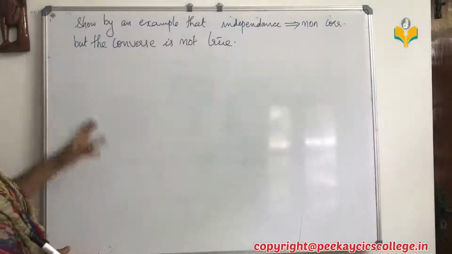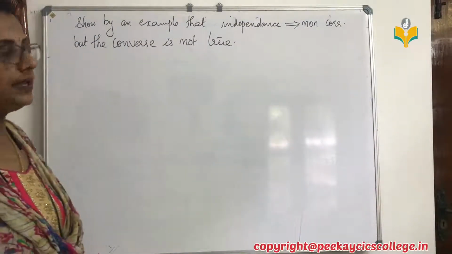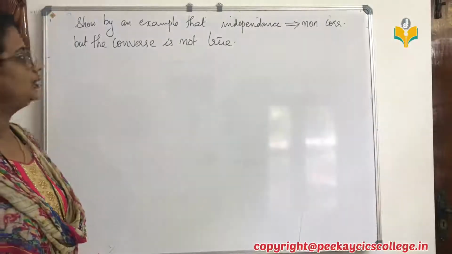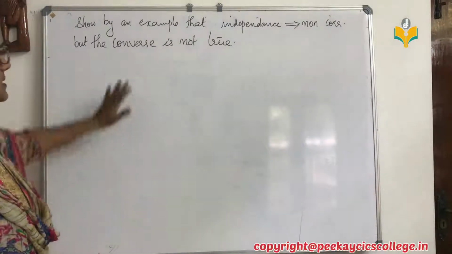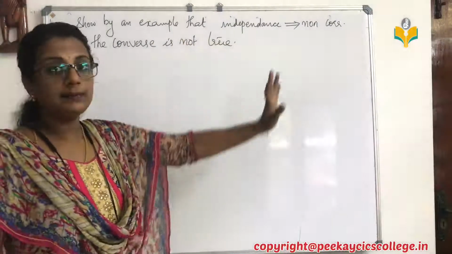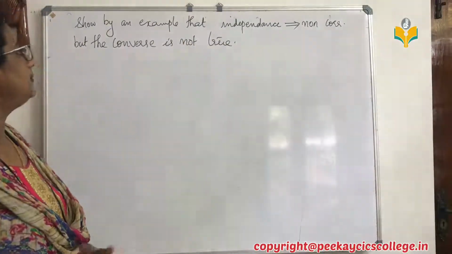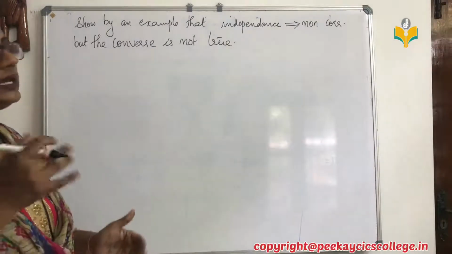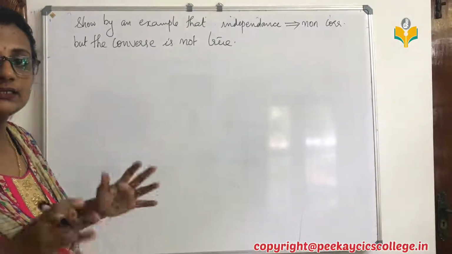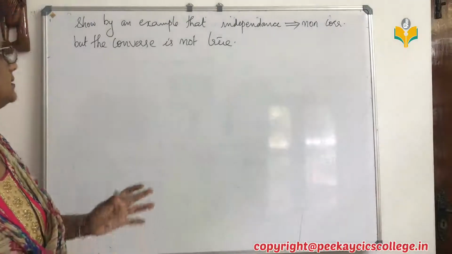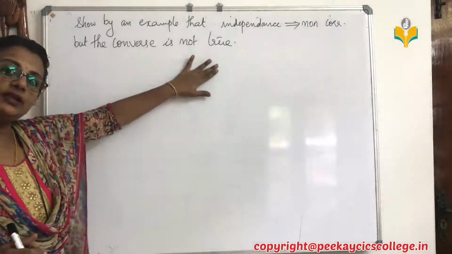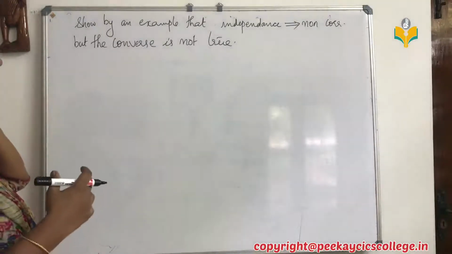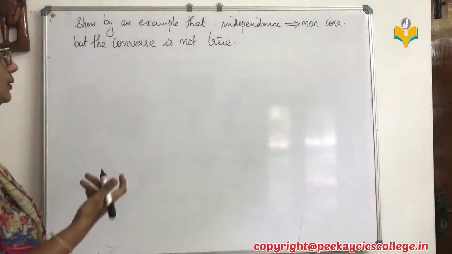Clear? Next question is, show by an example that independence implies non-correlation but the converse is not true. The converse part is that non-correlation implies independence. That was false. So we want to prove this by using an example. First we prove the first part, that is independence implies non-correlation.